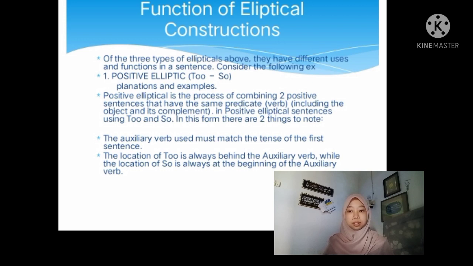Number 1, positive elliptical, too and so. Explanation and example. Positive elliptical is the process of combining two positive sentences that have the same predicate or verb, including the object and its complement, in positive elliptical sentences using too and so. In this form, there are two things to note. The auxiliary verb used must match the tense of the first sentence. The location of too is always behind the auxiliary verb, while the location of so is always at the beginning of the auxiliary verb.